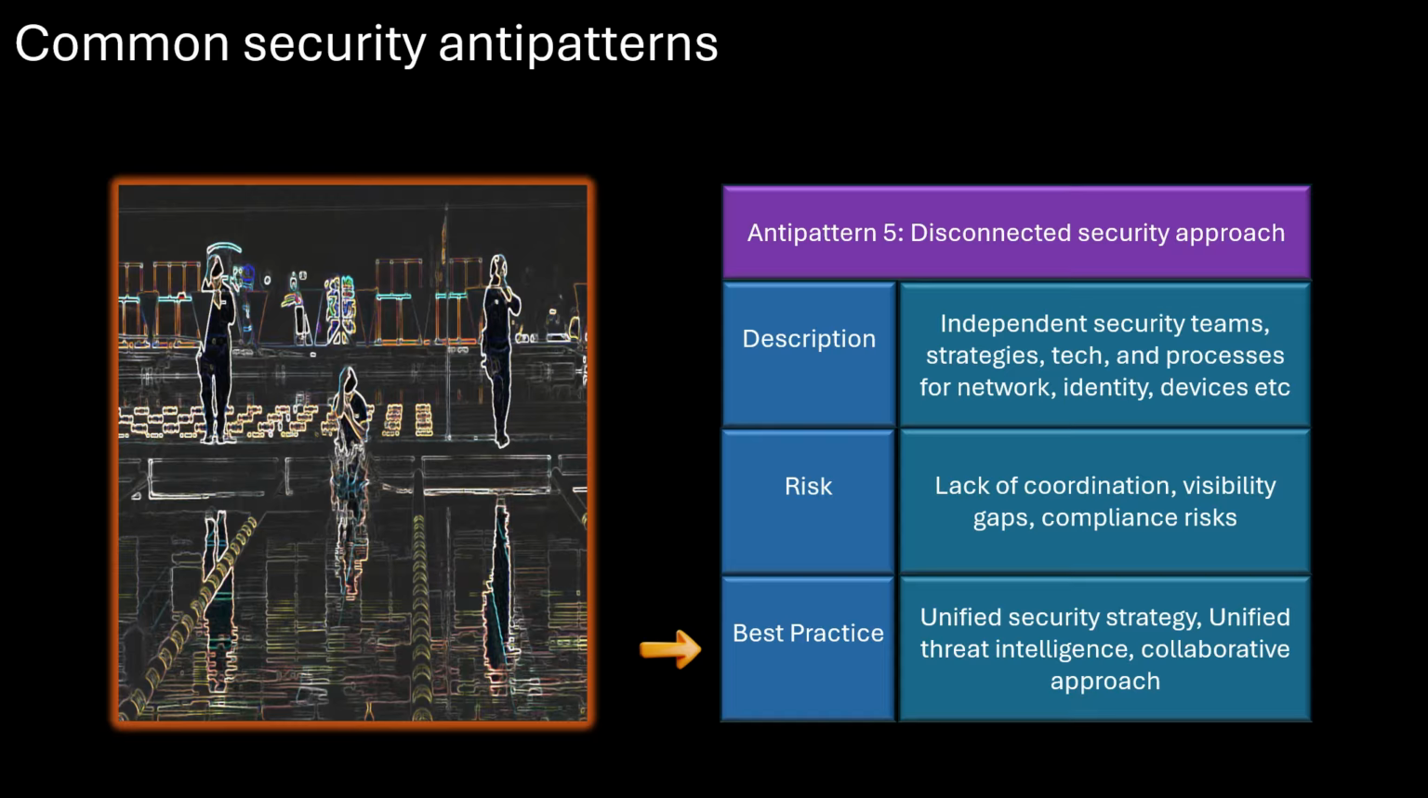You can use security operations centers to provide a central point for monitoring, detection, and response. You use a unified threat intelligence platform to gather and share threat data across all security domains. This helps in identifying and responding to threats more quickly and effectively. You also foster collaboration between different security teams through regular communication, joint training sessions, and shared objectives.